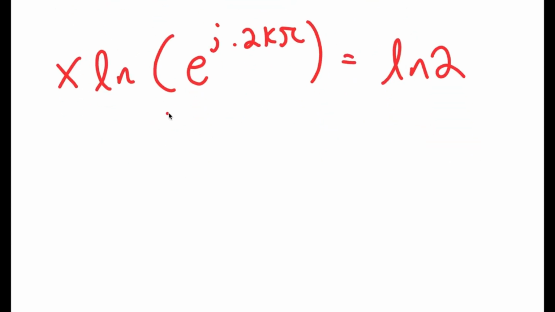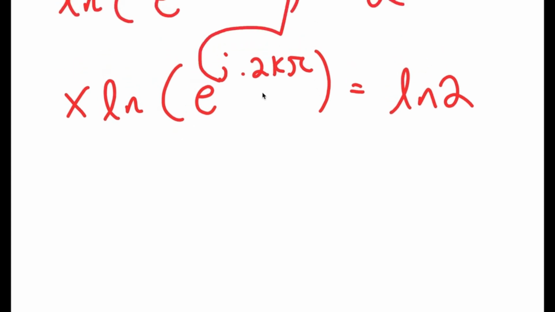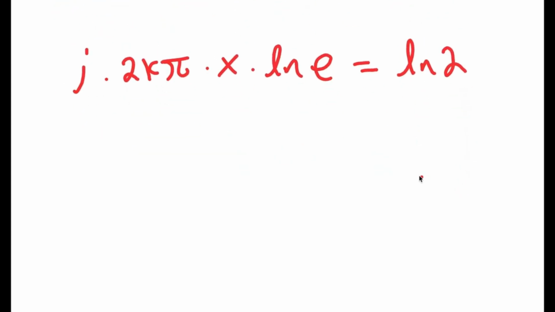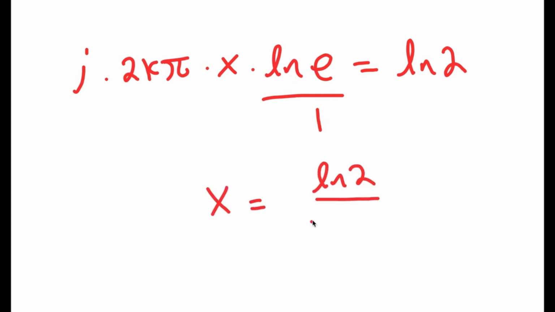And now I can also move i times 2k pi to the front. So I have i times 2k pi times x times ln e is equal to ln 2. ln e is simply equal to 1. So I get x is equal to ln 2 over i times 2k pi.